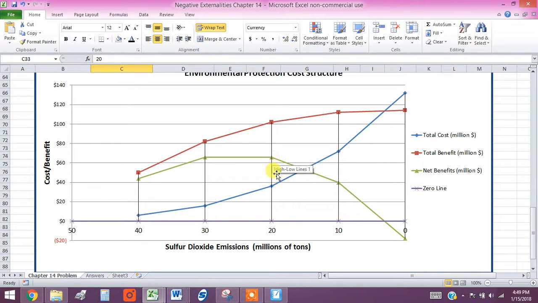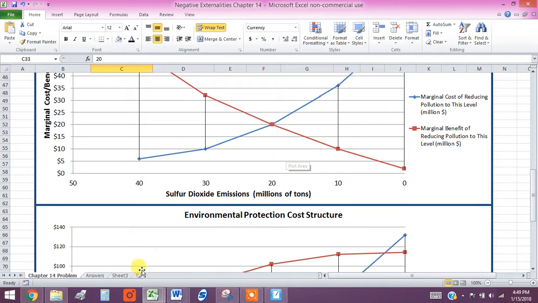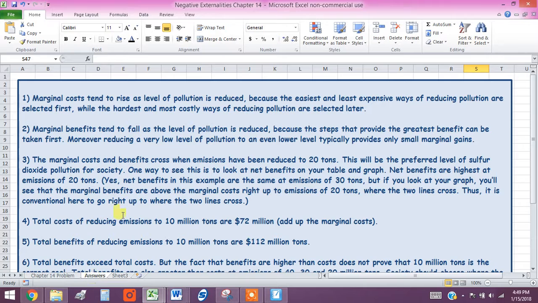is maximized. So this part right here, from here to here, is where there's the most difference between marginal cost in the blue and marginal benefit. So the net here is the largest. So that's why we want to stop at 20. Okay, and the answer that I wrote in here was basically that.